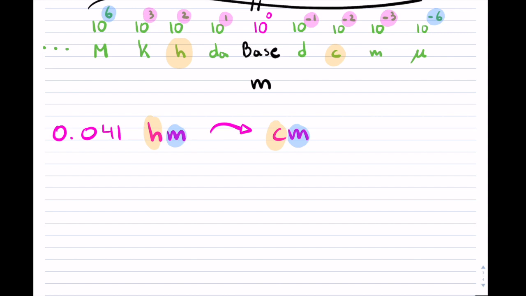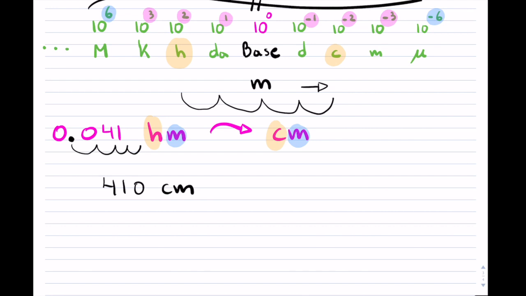Well, we do exactly as we did in the previous example. So we start from H and we start our jumps. So we have 1, 2, 3, and 4. And we're going in this direction, and that's exactly where our decimal place will move. So we're going to move 1, 2, 3, and 4, which will be 410 centimeters. So that's how you can utilize this table between different prefixes as long as the base is the same. So that's a second example.